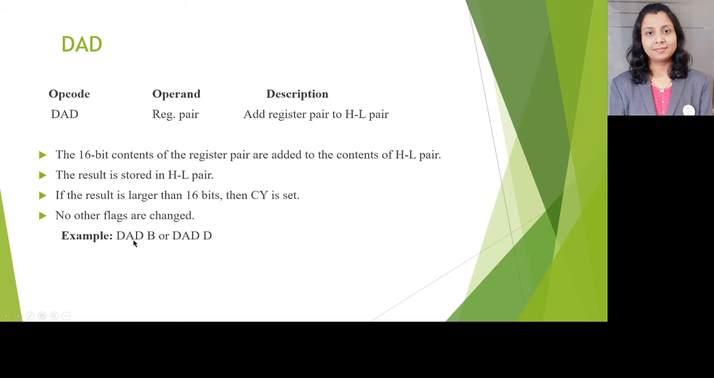Example is DAD B or DAD D, that is BC register and DE register contents are added to the contents of the HL pair and the result is stored in the HL pair itself.